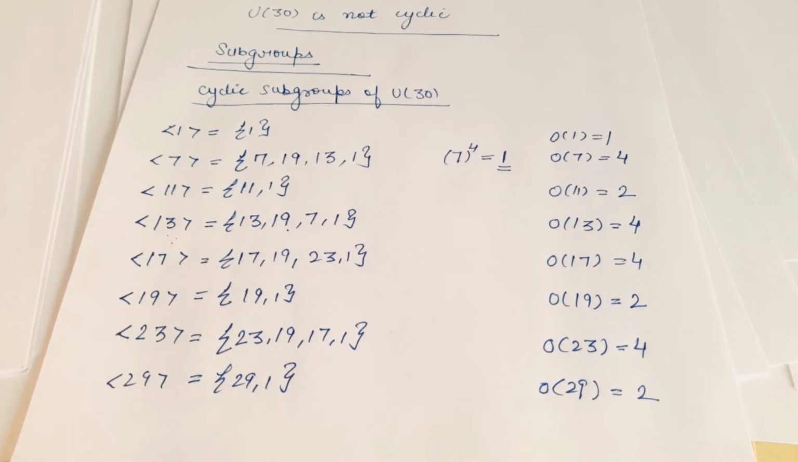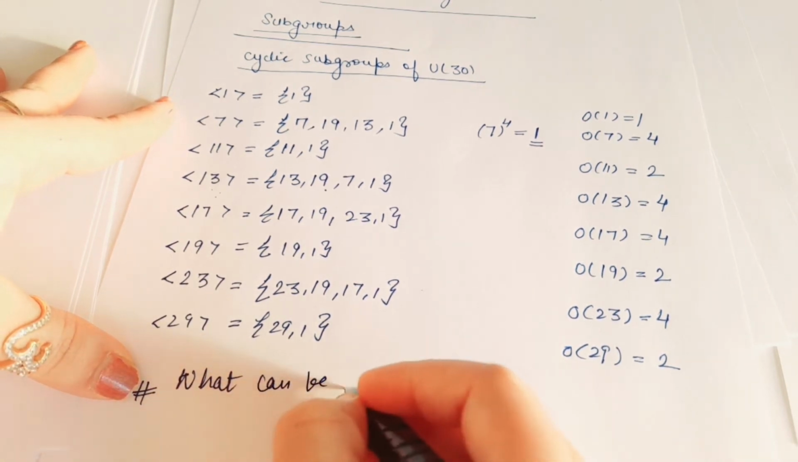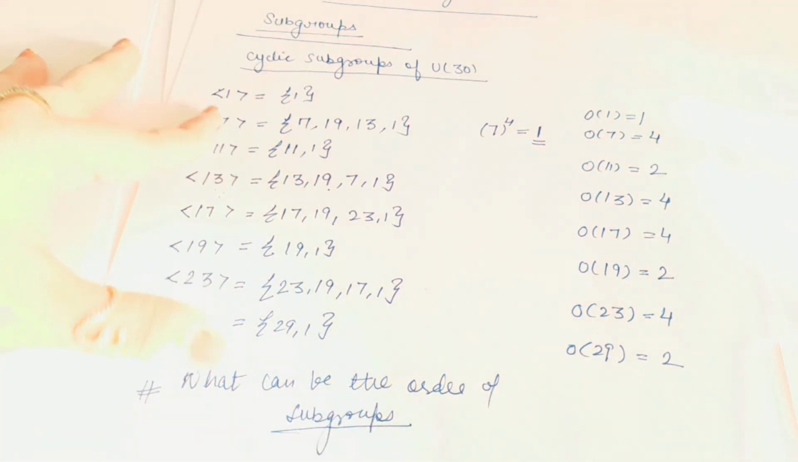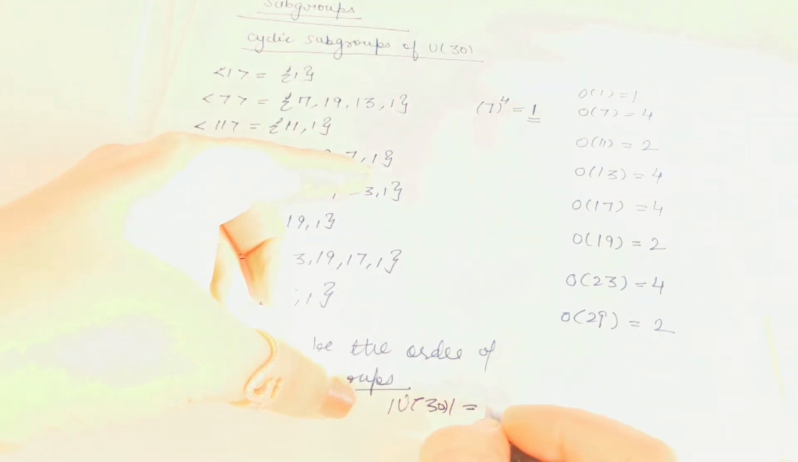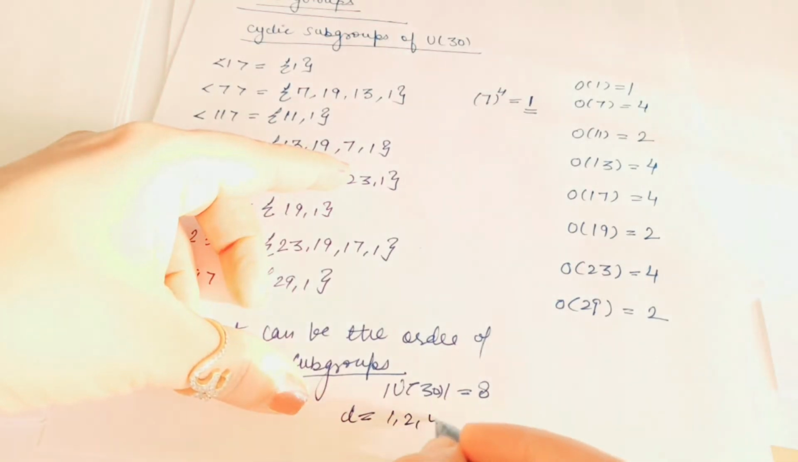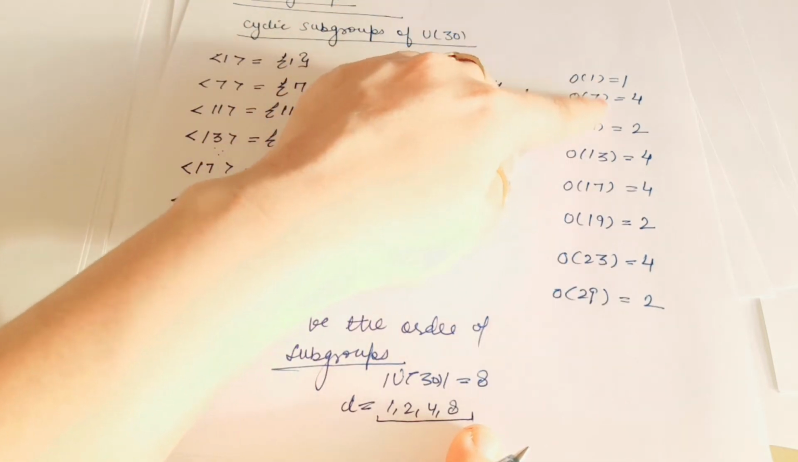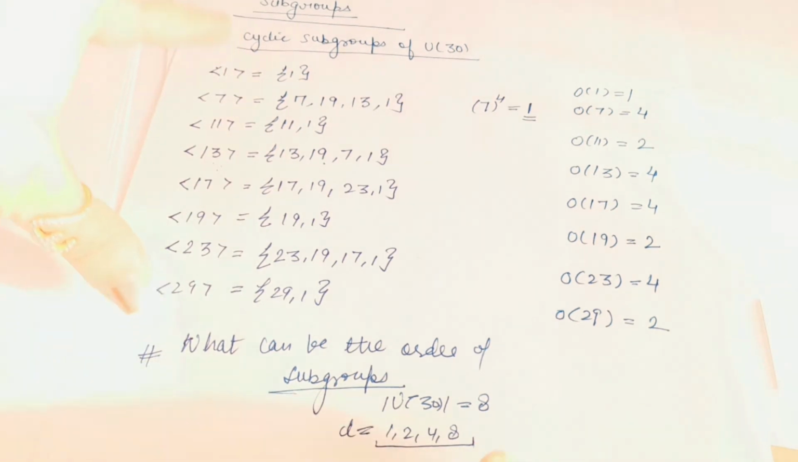Okay, and next, one very important short trick that we discussed in our last video: what can be the order of subgroups? If we have order of U30 is 8, then we will see divisors of 8. Divisors of 8 are 1, 2, 4, 8. So we can have subgroups of order 1, 2, 4 and 8. Okay, so here we got subgroups of order 1, order 2 and order 4 as well. And these were cyclic subgroups of U30.